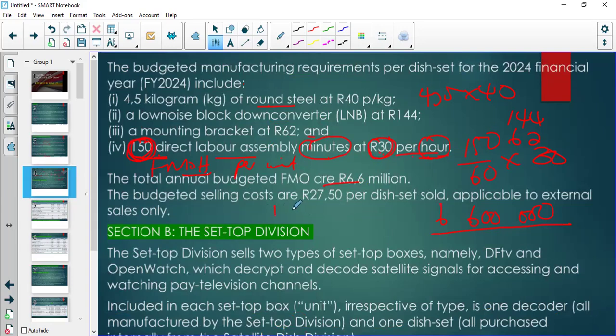So we have 1 million, 100,000, that is 1.1 million, and this is the number of direct labor hours. But we know that each unit is going to take 150 minutes, which is 150 over 60, right? So the total number of units we can produce is the quantity of hours available divided by the standard quantity of hours required per unit.